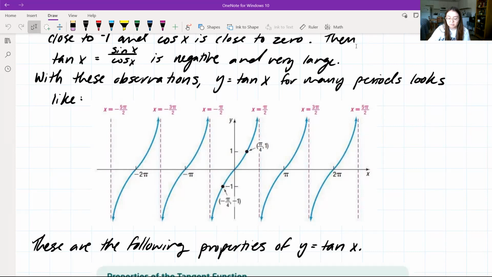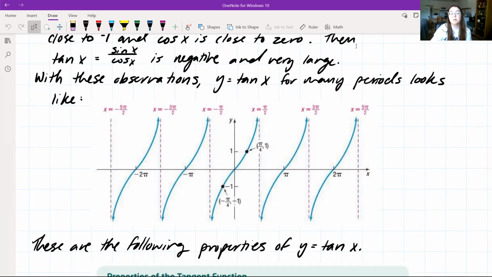Our different branches of tangent of x are passing through negative 2 pi, negative pi, 0, pi, 2 pi. So we see that tangent of x naturally passes through the x-axis at integer multiples of pi. Then at the points negative pi over 4 and pi over 4, we cross through the points negative 1 and positive 1. So those are our main attributes for our graphs of tangent of x over multiple periods.